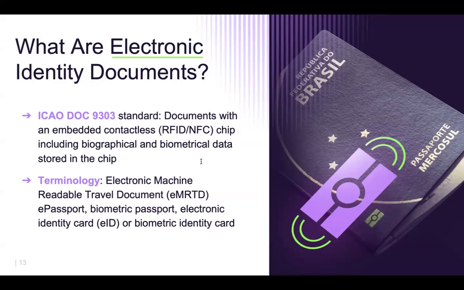The terms for this include e-passport, biometric passport, electronic ID, or biometric ID. The chip symbol now appears on many passports, IDs, and resident permits that have an embedded contactless RFID chip inside. It enables wireless NFC communication between the identity documents and a compatible device, allowing swift and contactless data exchange.